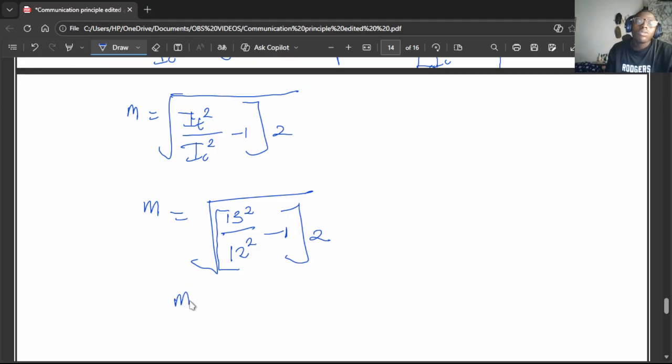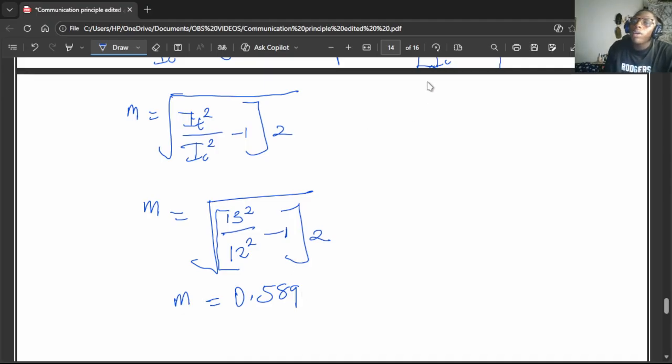Now, if you take the square root of your answer, I think you are going to arrive at 0.589. I don't know if my calculations are correct, so you do your own calculations and drop it in the comment section. If my calculations are correct, you can say all right. But if the calculation for your modulation index is wrong, drop the correct answer in the comment section.